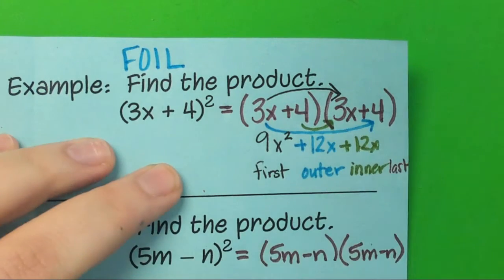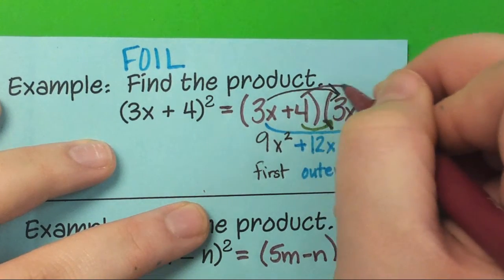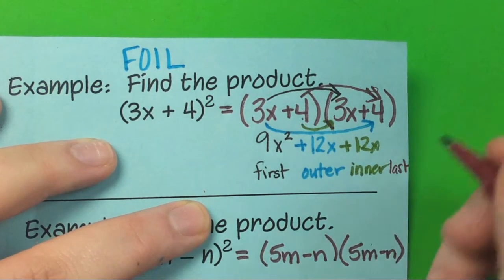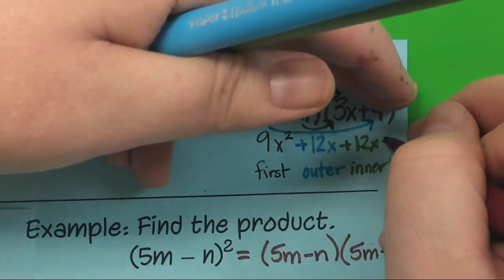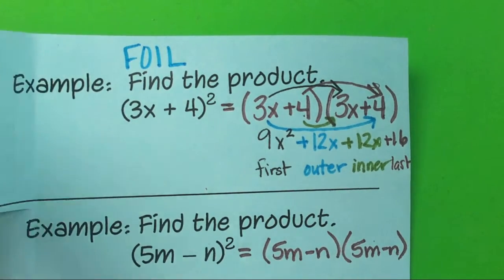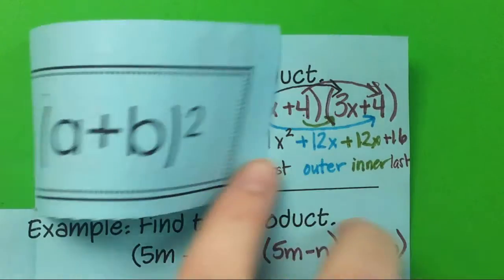Who are the last guys? 4 and 4. The last one from this term being 4, the last one from this term being 4. So 4 times 4, which is 16. Okay, and then Natalia has noticed something, and this is always going to happen when you have this kind of a problem with a plus inside.